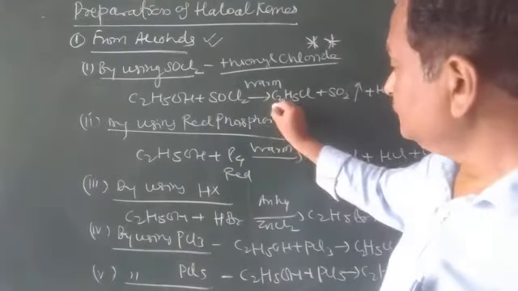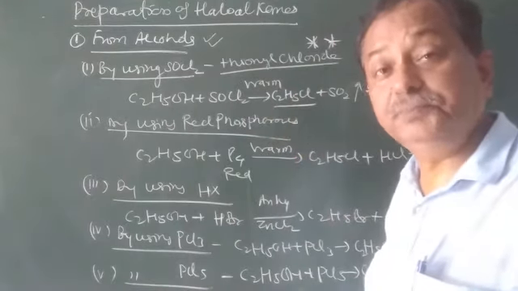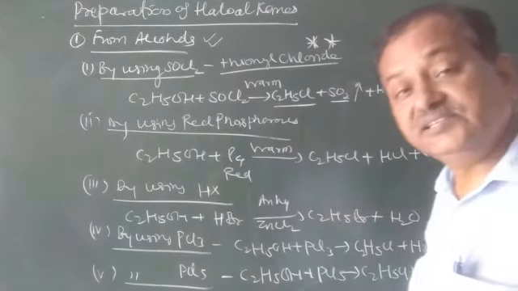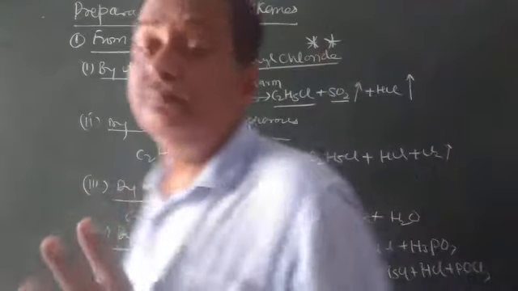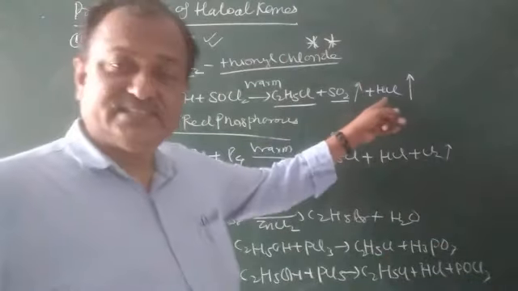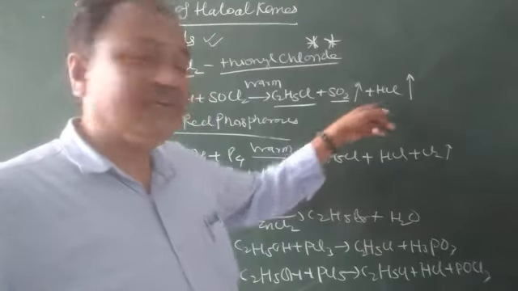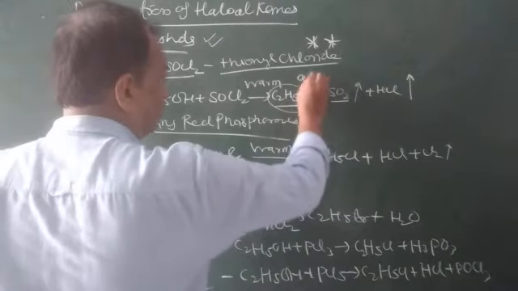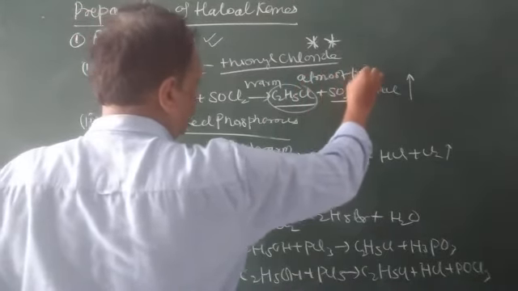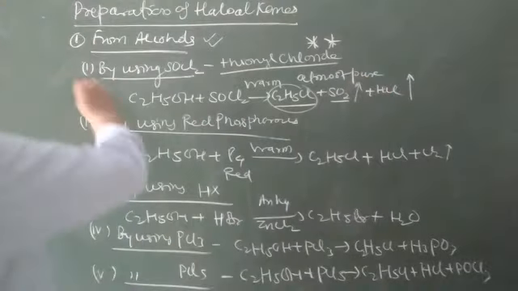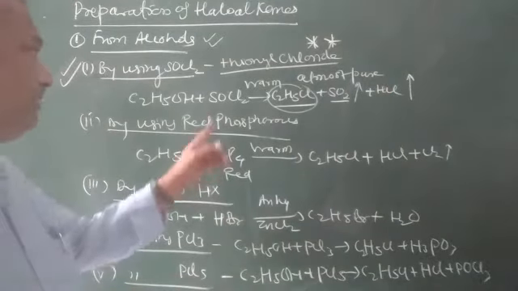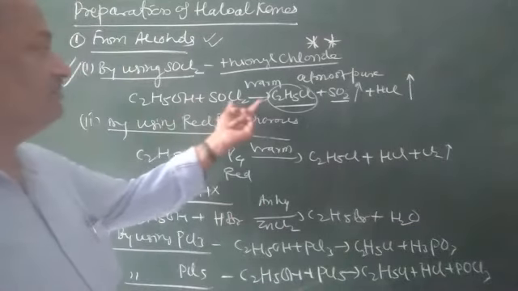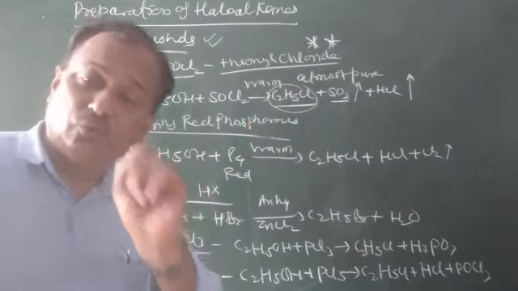Why? Because the product formed is almost pure. The two byproducts, HCl and SO2, are gases, so they escape away, and as a result the product is in an almost pure state. So this is the best preferred way to prepare any haloalkane, by reaction between alcohol and thionyl chloride, and just slight warming is required.